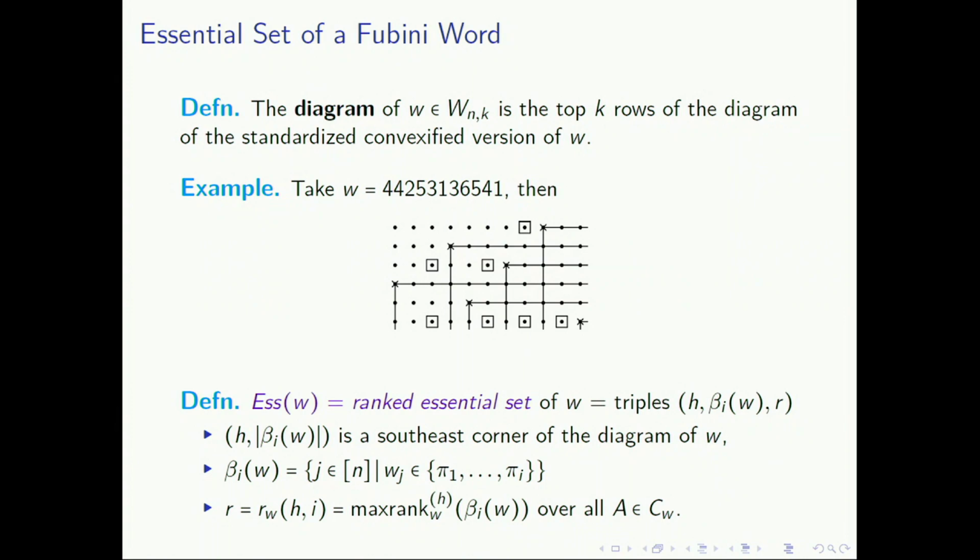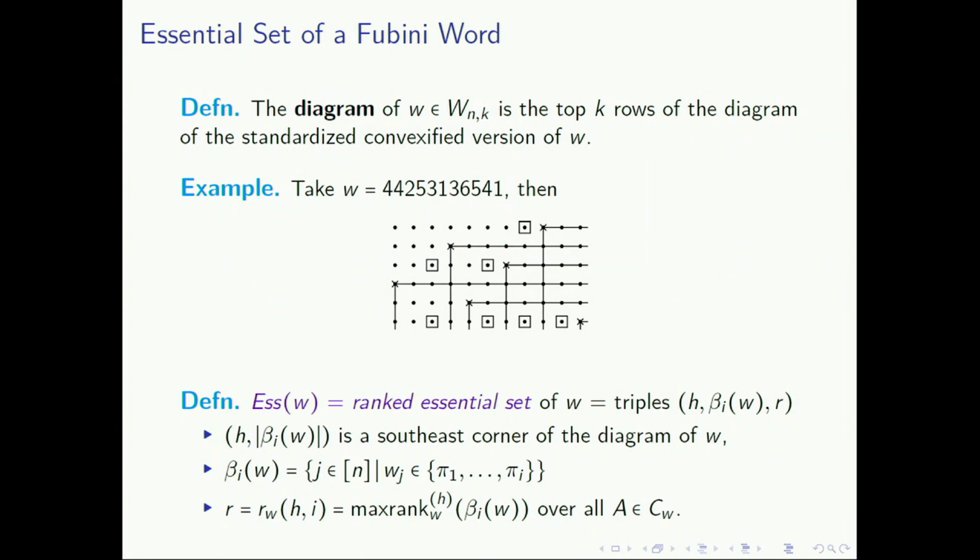And then what is the analog of the essential set? We'll just take the southeast corners here. So you might have extra stuff along row K. That's okay, but you have these southeast corners. And for us, it's really important that in your essential set, you also have to pay attention to what the rank is.